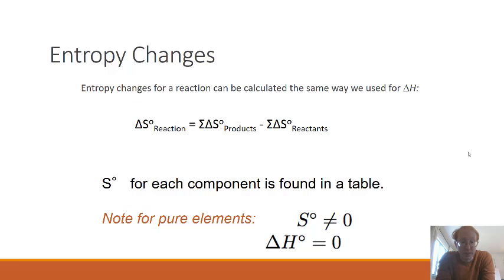Our delta S values are just table values. And the one thing that's different for entropy compared to enthalpy when we do this is that for pure elements, we always have an entropy value. The value is never zero. But when we calculate a delta H, our delta H of formation for pure elements, for elements in their naturally occurring states, is zero. So our enthalpy of formation for hydrogen gas or chlorine gas or O2, those values are zero. That is the only difference in the process and how to calculate this. But the delta S of the reaction is calculated the exact same way as delta H for the reaction.